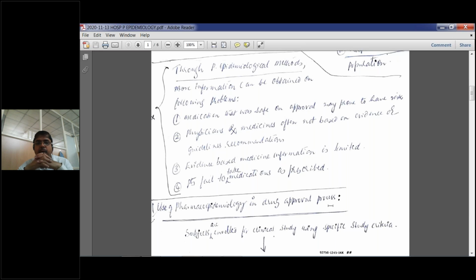See, pharmacoepidemiology does not help in the pre-approval stage. Remember that. Before a drug is introduced into the market, nobody can do such kind of studies where the data needs to be submitted for approval of the drug.